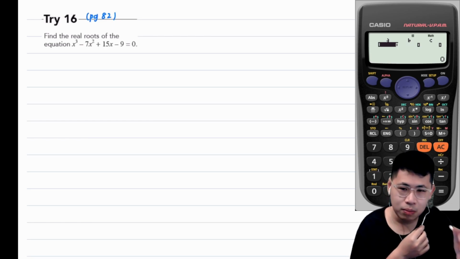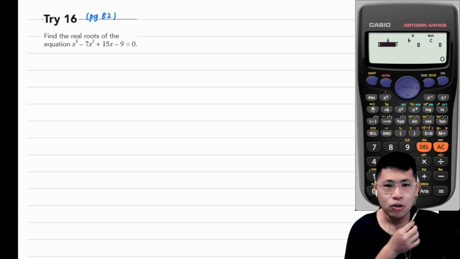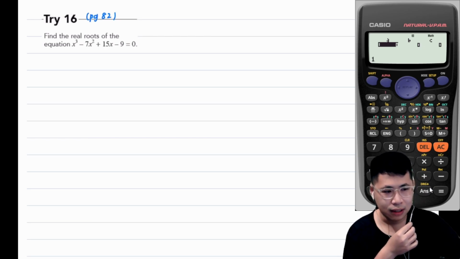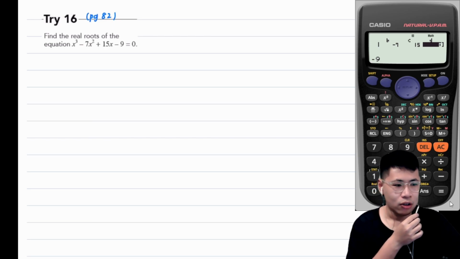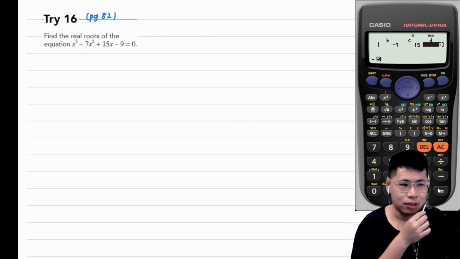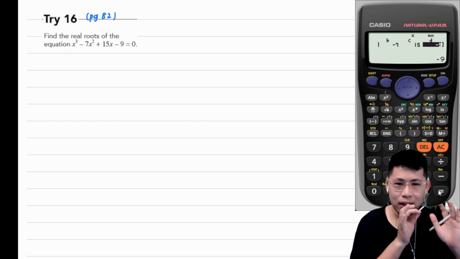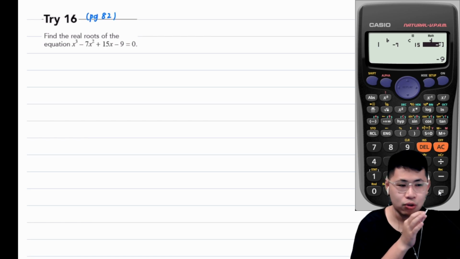So ax cubed, bx squared, cx, and d. So a is 1 over here. B is -7, right? C is 15. D is -9. Okay, so we have our cubic equation, the coefficients over here. So let's take a look at what our expected roots should be.